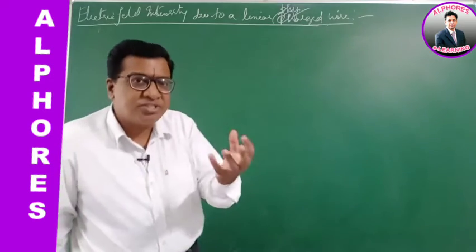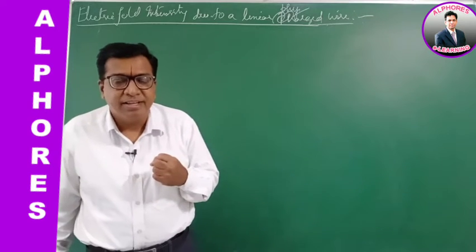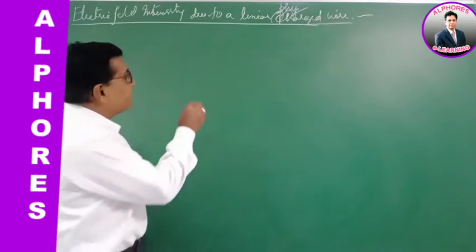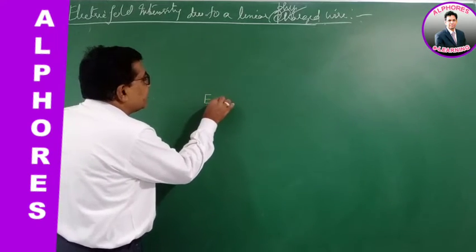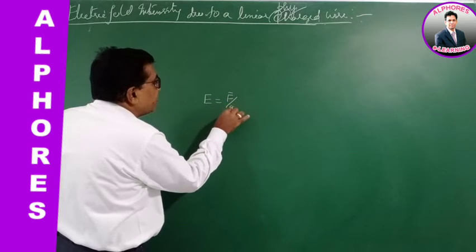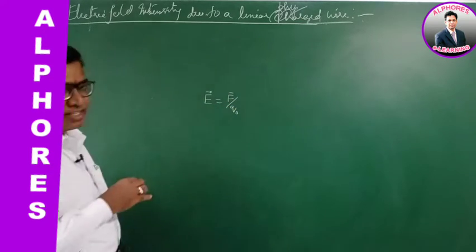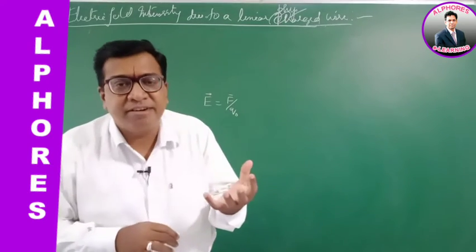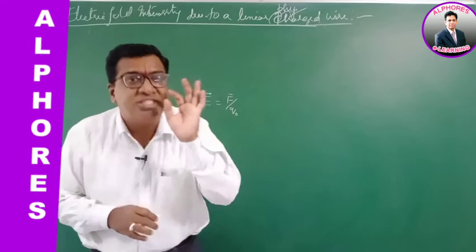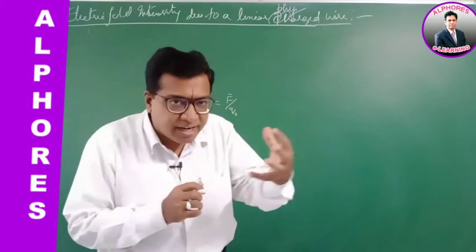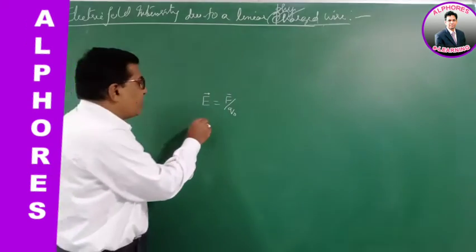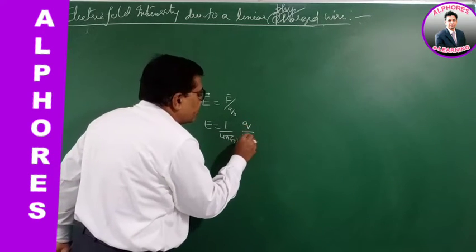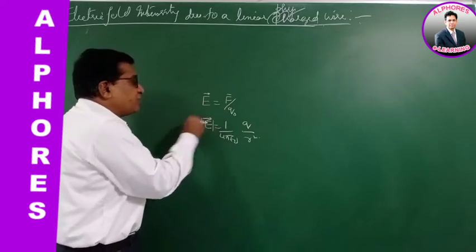Now every field has got strength, the characteristic property of the field: electric field strength or electric field intensity. By definition, electric field intensity E is the force experienced per unit positive test charge. E is force per unit charge. This is the definition of electric field intensity. Later we derived the formula for electric field intensity due to a point charge. By applying Coulomb's law, we got the electric field intensity due to a point charge as 1 by 4 pi epsilon naught, q by r square, the magnitude of the field.